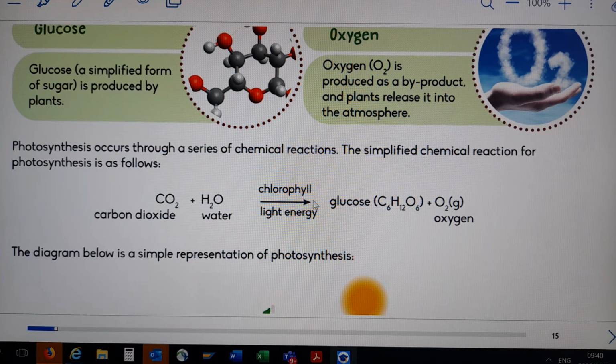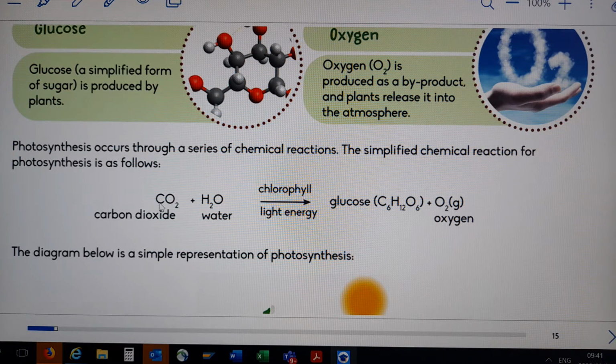Look at our 4 requirements for photosynthesis: carbon dioxide, water, chlorophyll, and light energy. These 4 things, we need them for photosynthesis to take place. If that is not there, we will not have glucose, we will not have oxygen. Okay. Let's start again and look at the chemical reaction.